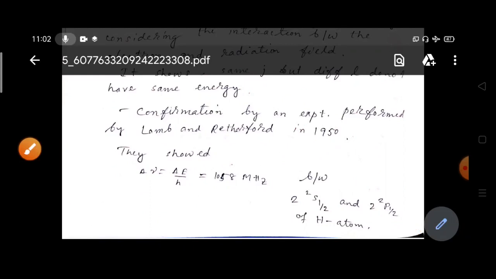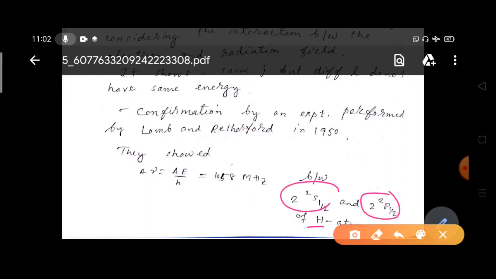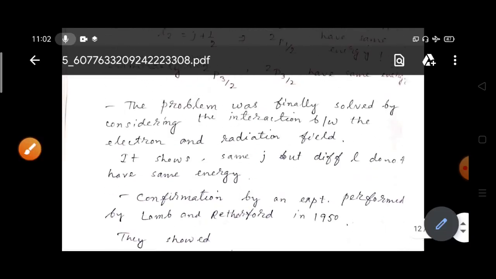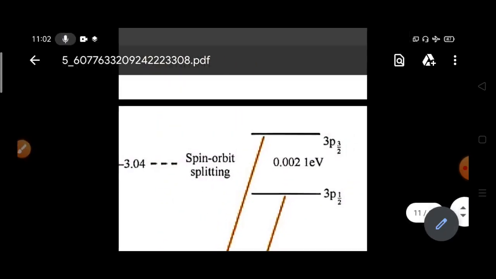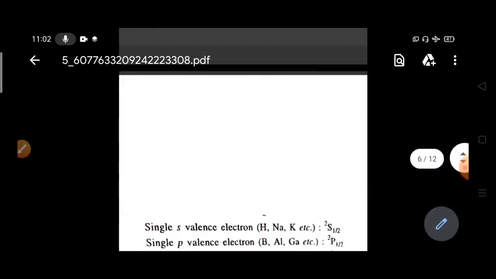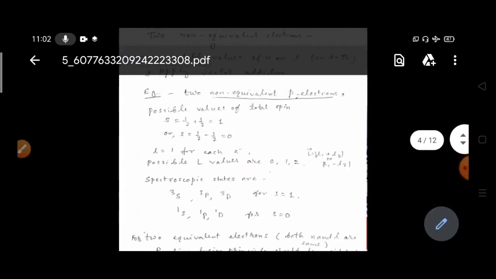What they did was take the hydrogen atom and find out the energy level difference of 2s half and 2p half. Look here, the j values are the same, the n values are the same, only the l values are different, and they found the energy level difference delta E by h, or in terms of radiation frequency, as 1058 megahertz. Okay, so this is the explanation for today, that is the hydrogen atom fine structure, and why we get different values for the doublets.